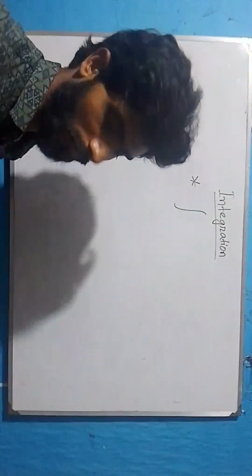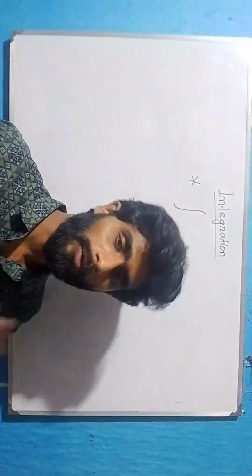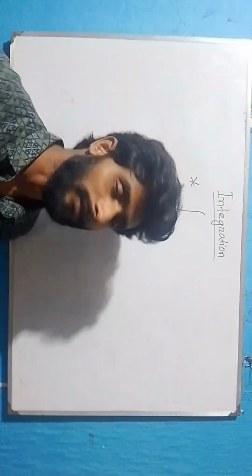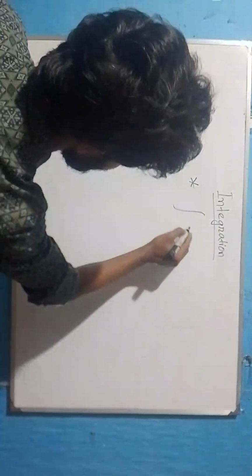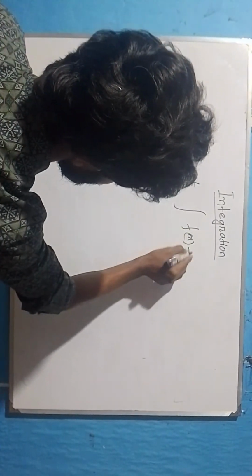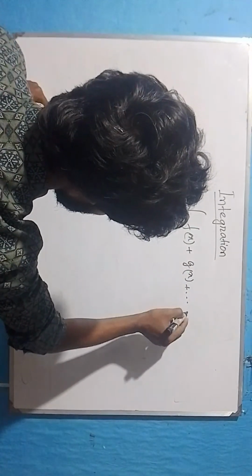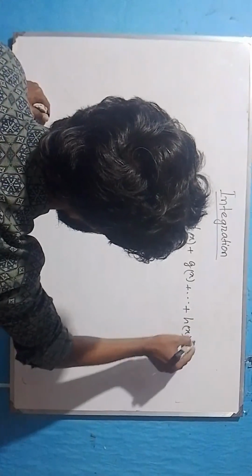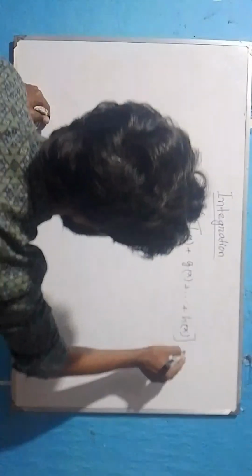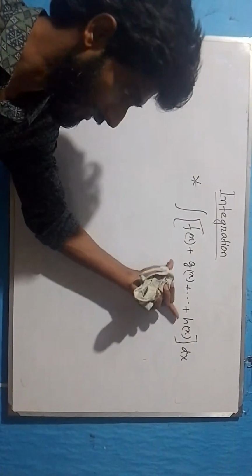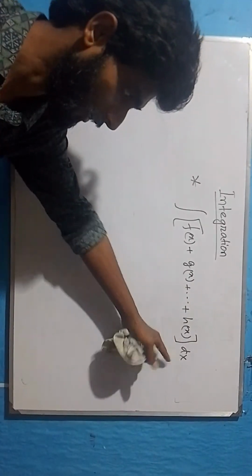Now let you have two or more functions. You first add all those functions, and then you want to integrate. Our first function is f of x, second function is g of x, and so on, plus h of x. So you want to integrate the summation of all these functions with respect to x.